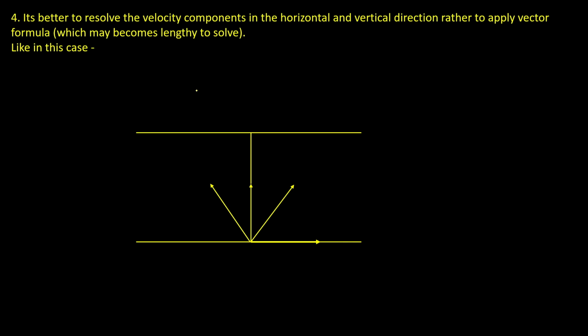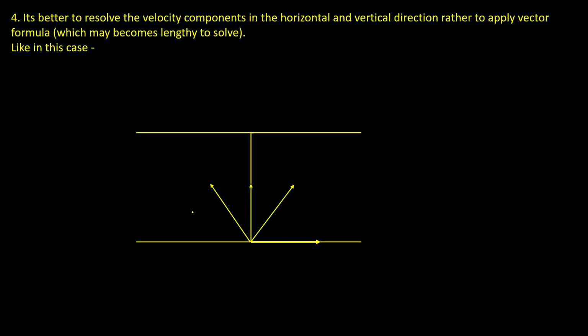Now the last key concept is like it's better to resolve the velocity components in the horizontal and vertical direction rather than to apply vector formula, which may become lengthy to solve. Like if you apply the vector formula under root of a square plus b square plus 2ab cos theta, or the angle formula like b sin theta upon a plus b cos theta, then it might be the case that the question will become too lengthy to solve. That's why the easy thing is you better resolve the velocity components in the horizontal and the vertical direction.